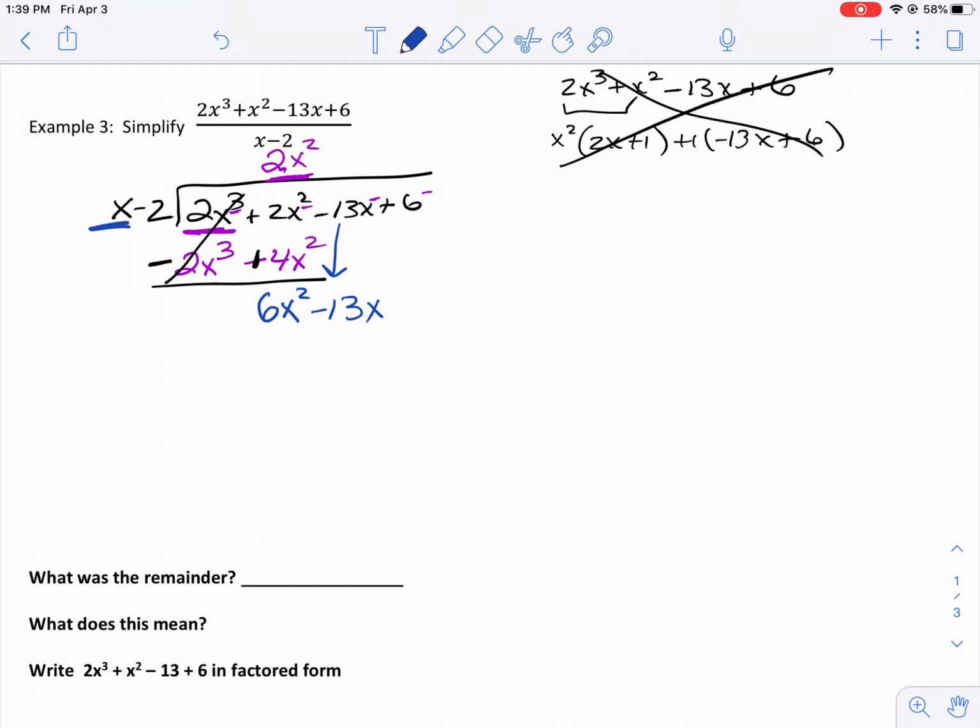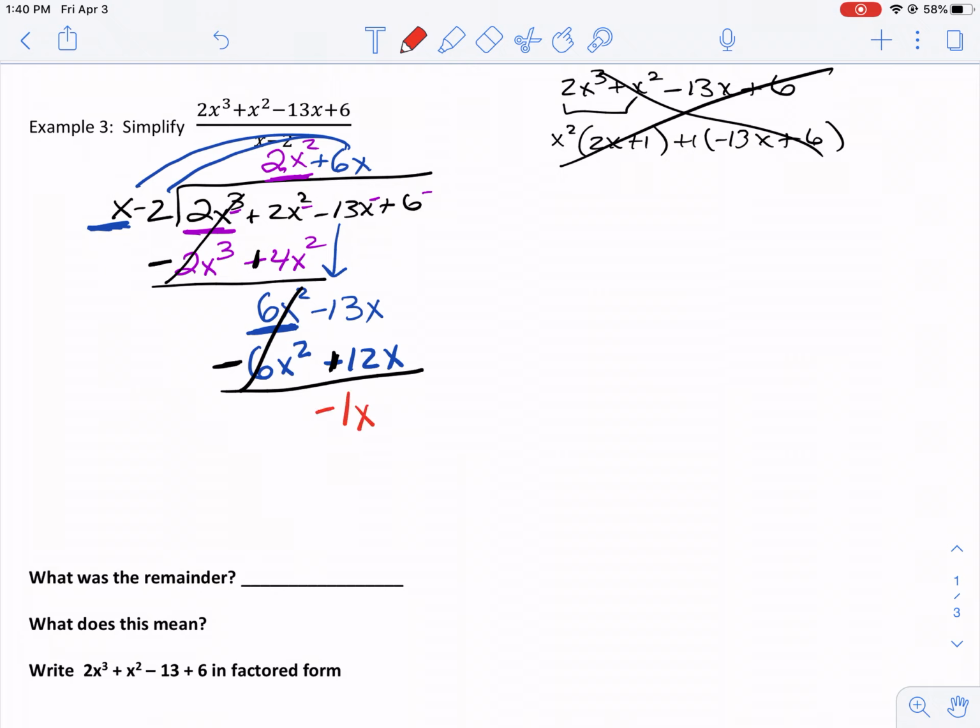All right, look at the first term of your divisor. It's an x. What do I have to multiply to x to turn it into that 6x squared? I need a positive 6x. Distribute the positive 6x to both of those terms. You get 6x squared and negative 12x. Subtraction step, change both signs. Do what it says. The 6x squareds cancel as they should. Negative 13x plus 12x is negative 1x. Bring down your last term. Do it one more time.